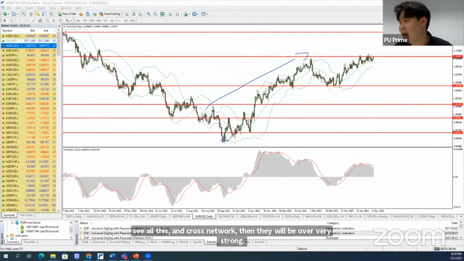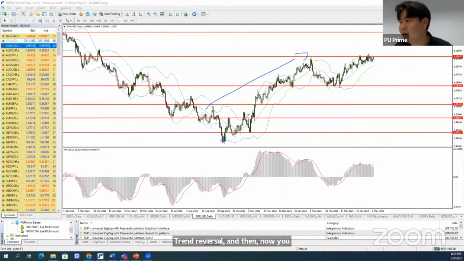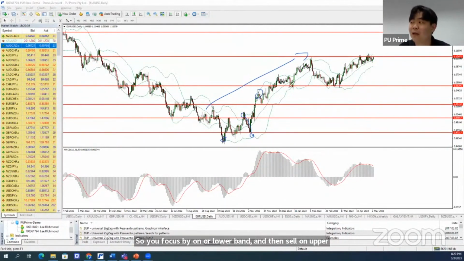So you focus on buying on the lower band, and then you sell on the upper band, and then you buy again on the lower band, sell again on the upper band. Then you patiently wait until you reach the lower band again. Then you buy, like you buy around here, then you close your order when you reach the upper band. Okay, so this is an example for you.